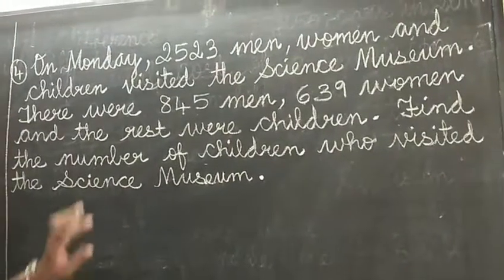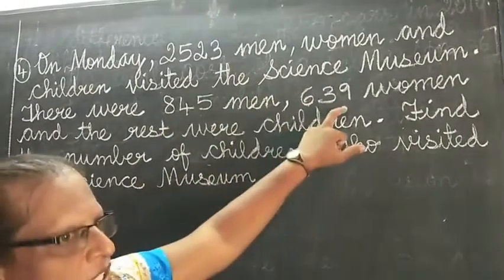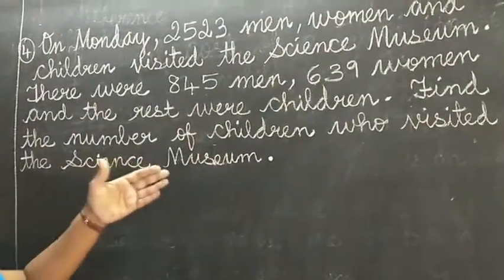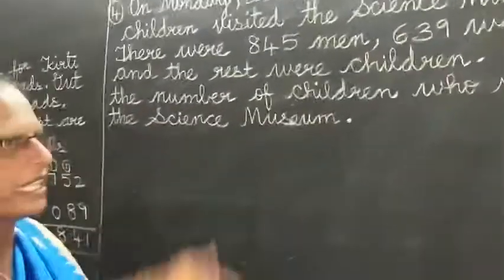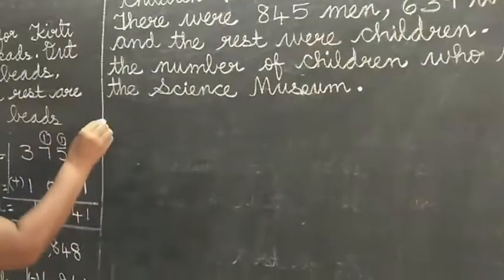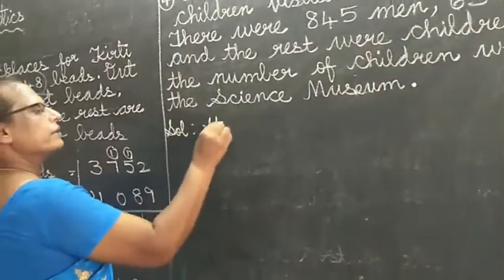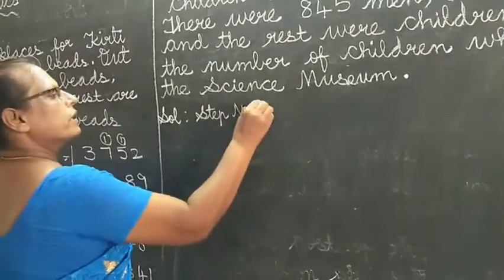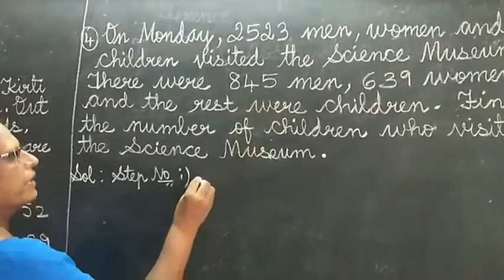So the number of people who all visited, men they have given, women also they have given, but they didn't give how many children visited the Science Museum. So we have to find out how many children visited the Science Museum. Okay, children, first we will see step number 1. Step number 1.